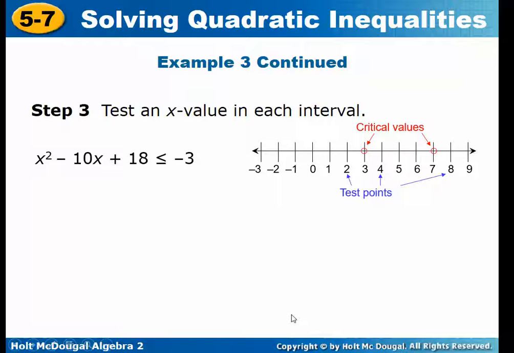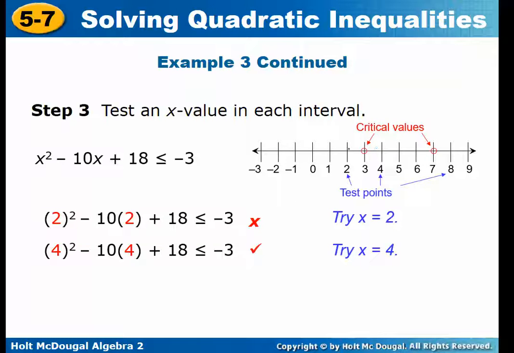So let's use the points. X equals 2. These didn't line up correctly. So I have to pick a point less than 3. Oh no, 3 and 7 are the critical values. Okay, never mind, that's correct. So I'm going to try 2, 4, and 8. The first one is less than 3, so I plug that in.